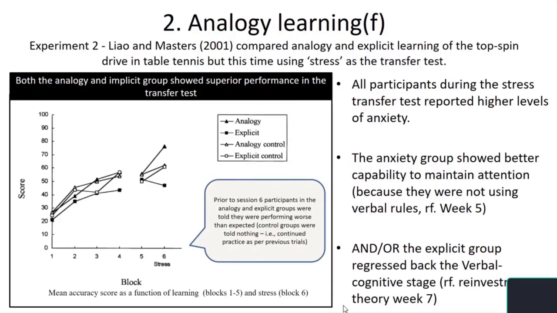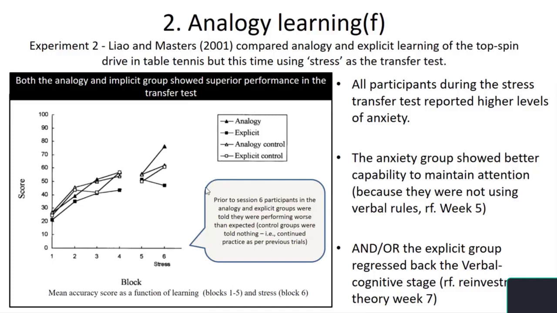In a follow-up experiment, experiment 2 in this paper, they then went on to compare an analogy and explicit learning groups in this same task of learning the topspin drive, but they included a different type of transfer test, which they called a stress condition. The way this worked is participants learned across 5 blocks of training. Again, the same task of hitting to a target region on the table tennis table.